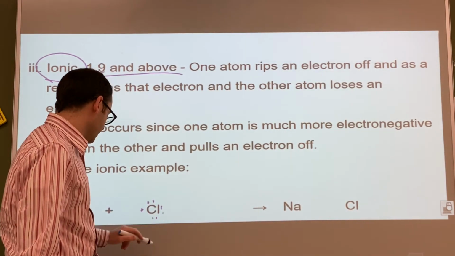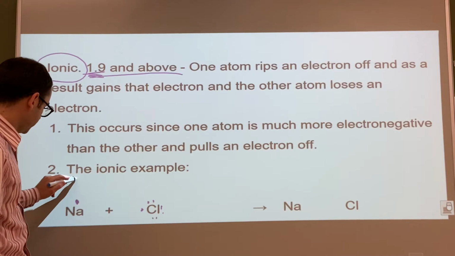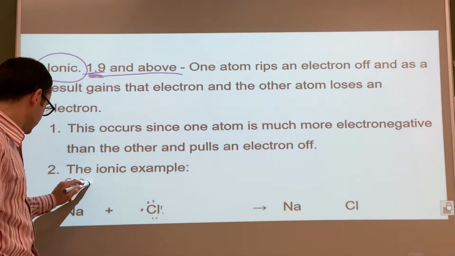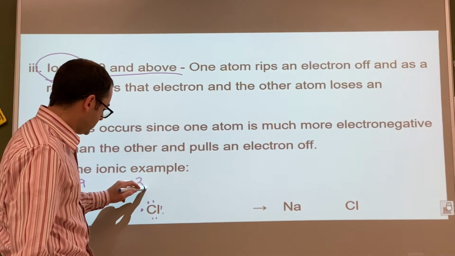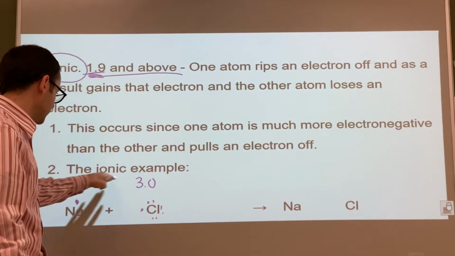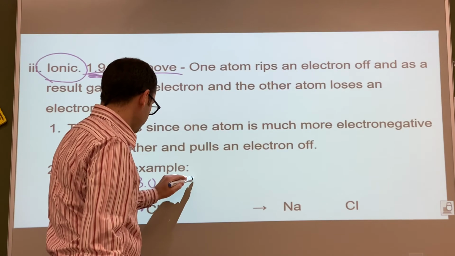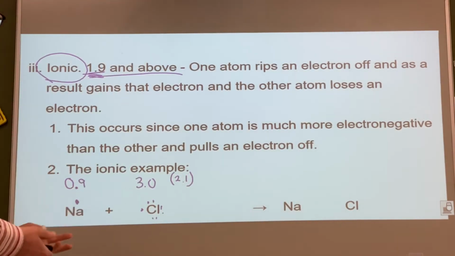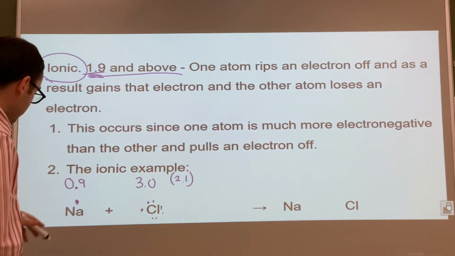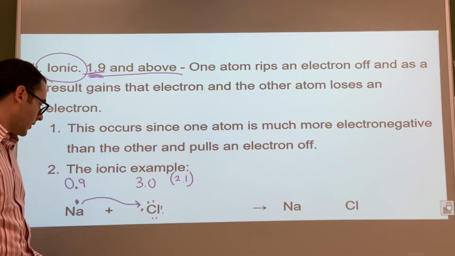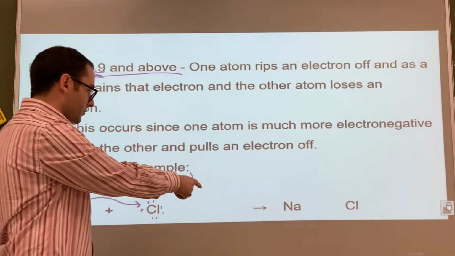And let's look at their numbers. What's sodium's number? 0.9 maybe? What about chlorine? 3.0. All right, we subtract those two. What do we get? 2.1, right? The difference between them is 2.1. All right. Which means it's in the ionic range, right? Chlorine's strong enough to rip off that electron. So this electron's going to go over to the chlorine. All right. When that happens, the sodium becomes what charge?